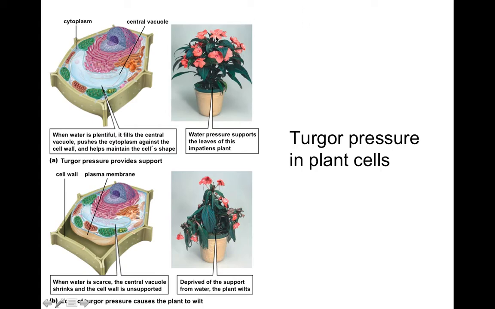A plant that's very healthy and has a nice normal watery environment is going to have water inside every single cell, inside the central vacuole. And that's going to fill that central vacuole, pushing the cytoplasm against that cell wall, which helps maintain the cell's shape. Right? Now, if we don't have enough water, the plant is starting to wilt.